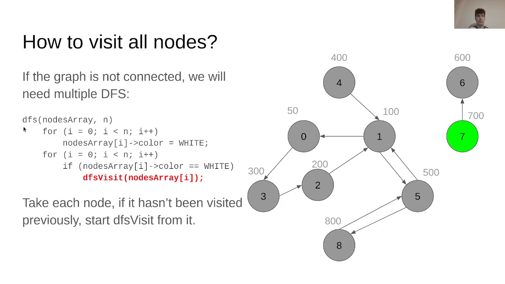So basically we will create another function DFS, which initially makes all the nodes white, and after that it takes each node, and if it's white we start a depth first search from it.